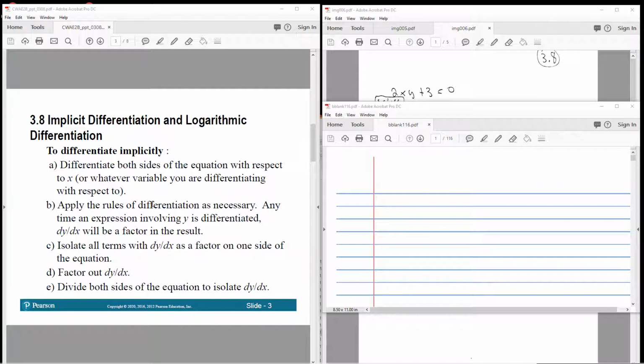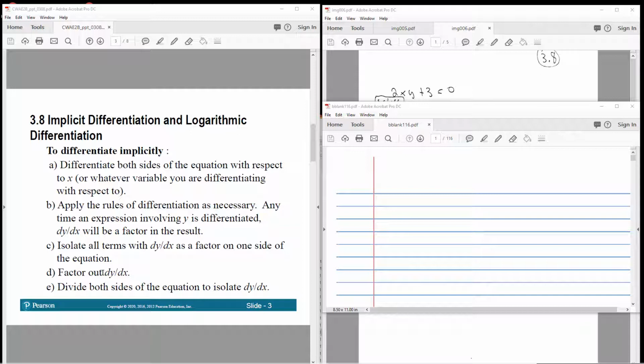Differentiate both sides of the equation with respect to x, or whatever variable you differentiate with respect to. Apply the rules of differentiation as necessary. Anytime an expression involving y is differentiated, dy/dx will be a factor in the result. Isolate all the terms with dy/dx as a factor to one side of the equation, factor out the dy/dx, and divide both sides of the equation to isolate dy/dx.